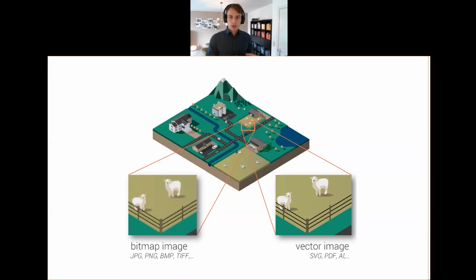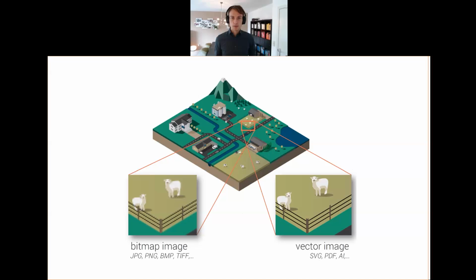A bitmap image consists of pixels. So if you start zooming in on the bitmap image at a certain point, you will see the pixels appear. It's like a photograph, actually. If you're taking a photograph, it also consists of pixels. So you cannot zoom in endlessly on a photo or on a bitmap image, because you start seeing the pixels and the quality is becoming worse and worse.